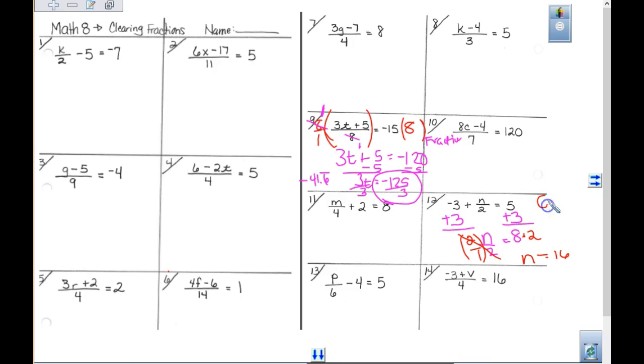And if I did the check on this one, I'd take negative 3 plus 16 divided by 2. And 16 divided by 2 is 8, and 8 plus negative 3 gives me 5, and it checks. So I know I was doing it right.